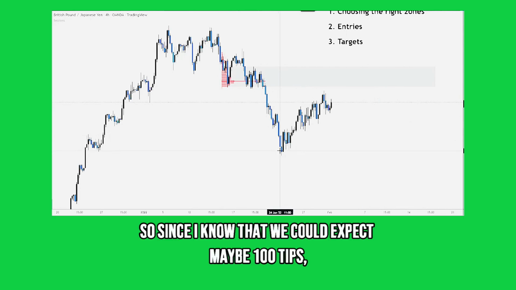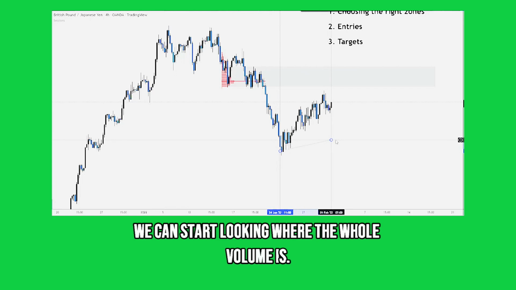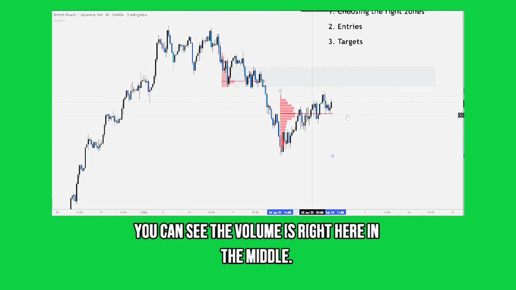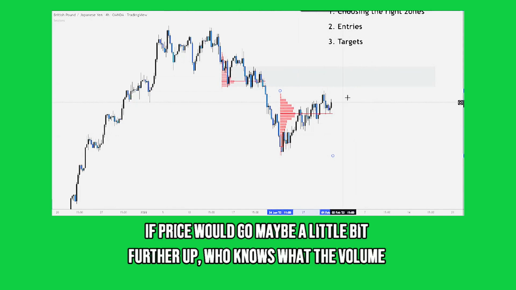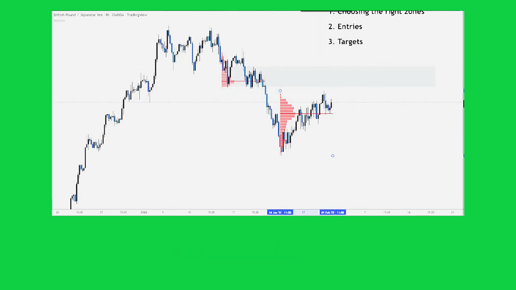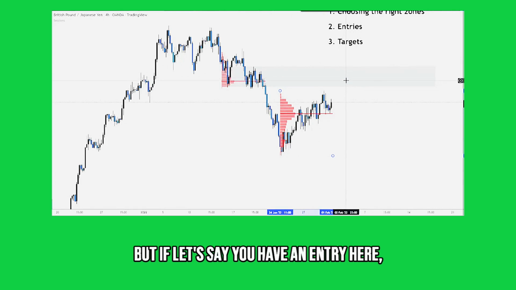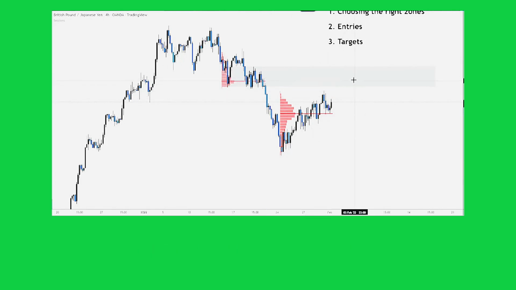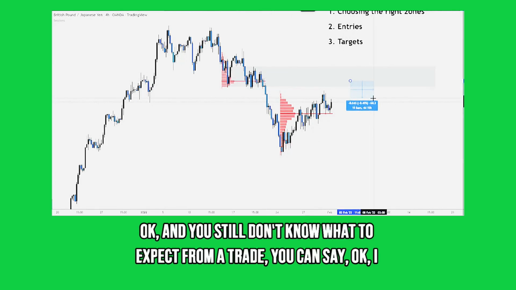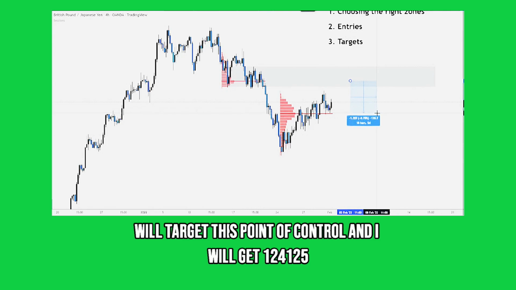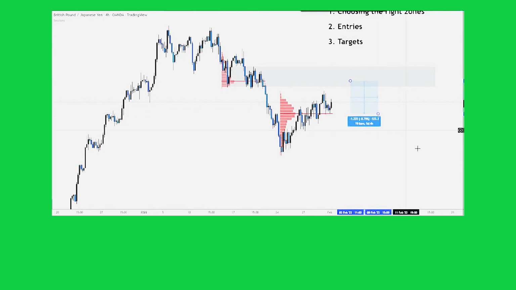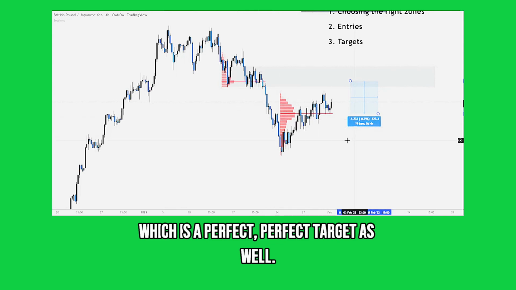Since I know that we could expect maybe 100 pips, we can start looking where the whole volume is. You can see the volume is right here in the middle. Obviously, that's so far. If price would go maybe a little bit further up, who knows where the volume is going to lie the most. But if, let's say, you have an entry here, and you still don't know what to expect from a trade, you can say, okay, I will target this point of control, and I will get 124, 125 pips, which is a perfect target as well.